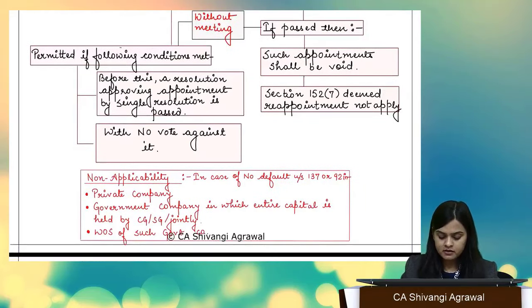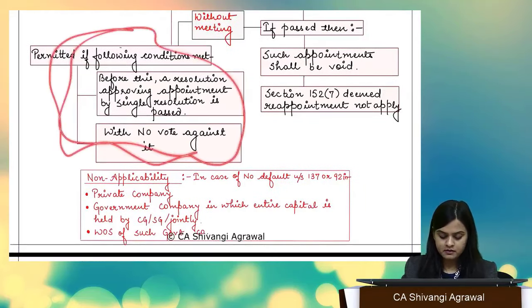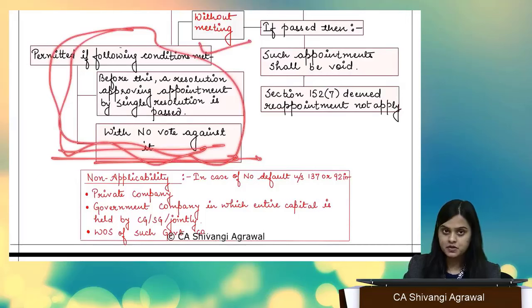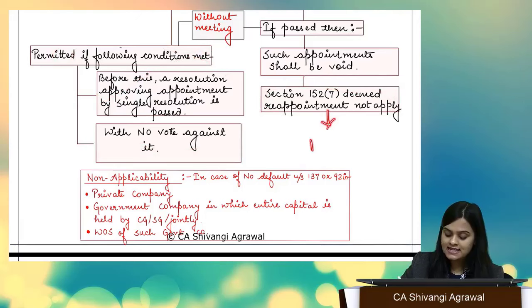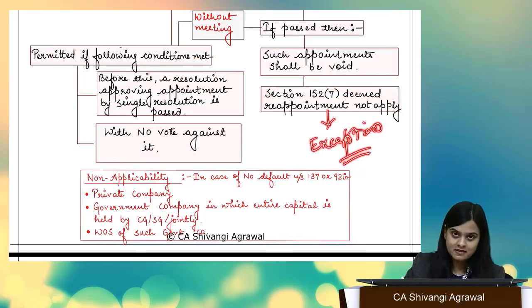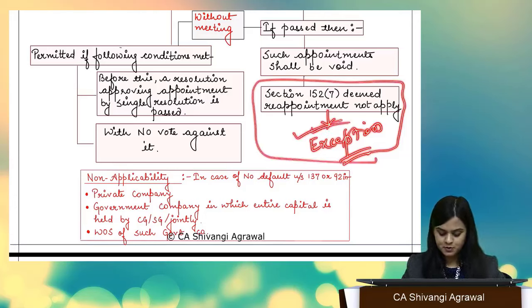Supposedly you did not meet these conditions, you did not meet this requirement, and without meeting these requirements, a single resolution was passed. Without taking this permission, a single resolution was passed. Then all the appointments will be void. And section 152(7), deemed reappointment, shall not apply. We discussed this as an exception. When the retiring director automatically reappoints in an adjourned AGM, there is an exception. This is an exception.